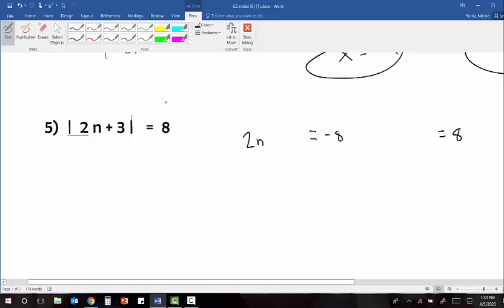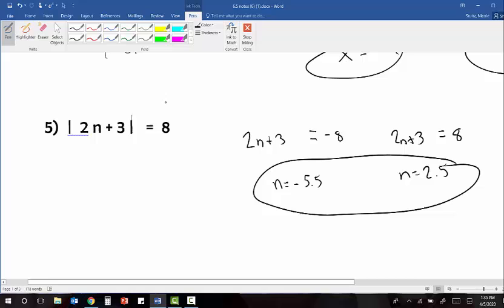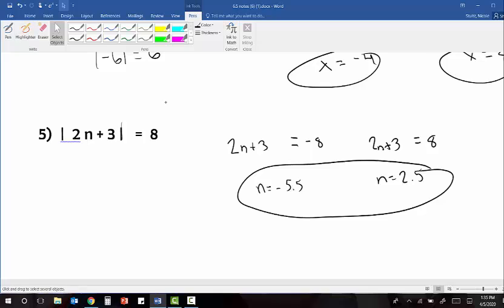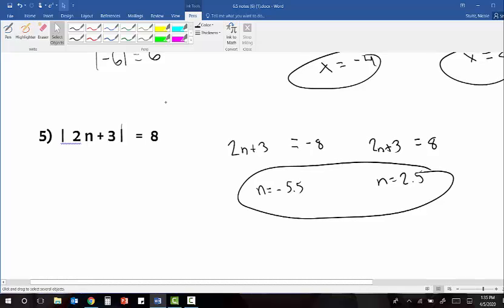So either I want the inside of the bars to come out to -8, or I want the inside of the bars to come out to +8. And I just solve each one separately. So I'm going to get -11/2, which is 5.5. And I'm also going to get 5/2, which is 2.5. All right, both of those numbers will make this a true statement. So a good rule of thumb is 99% of the time when you have an absolute value equation, so you have bars and an equal sign, you're going to have two answers, case 1, case 2.